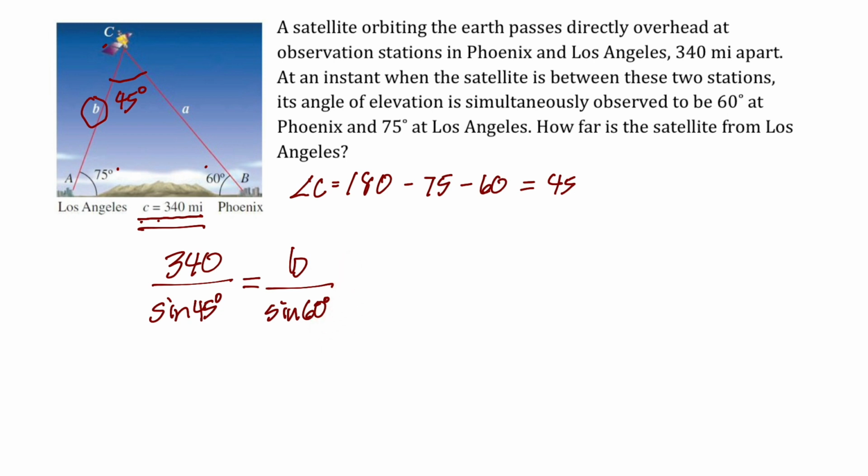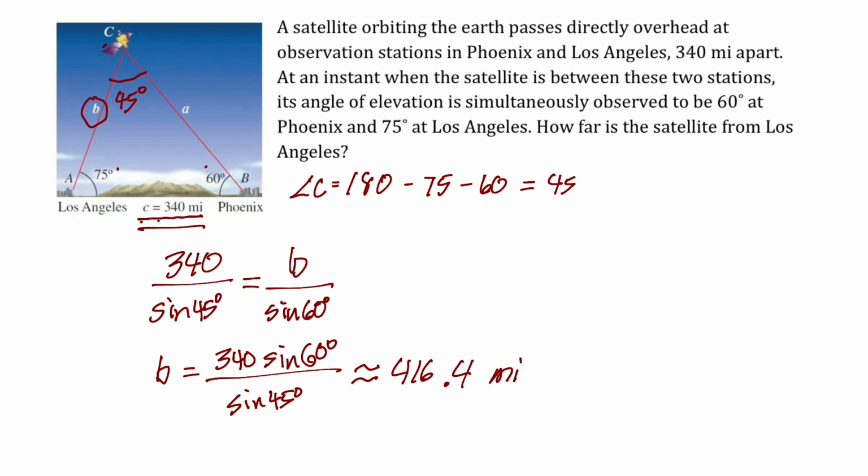So go ahead and cross multiply to solve for B. We find out that B is equal to 340 times sine 60 degrees divided by sine 45 degrees. So when we type this in the calculator, pretty easy to get an answer. I'm coming up with, I guess I should technically use an approximately sign here, so approximately 416.4 miles. So that's how far from Los Angeles this satellite is.